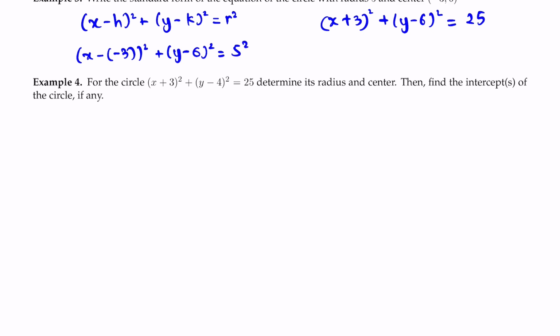Can you determine the radius and the center of the circle, and then find the intercept of the circle? Intercept means you need to find the x-intercept and y-intercepts. Okay, so from the given equation here, can you tell me what is the radius of the circle? What is r equal to? 5.